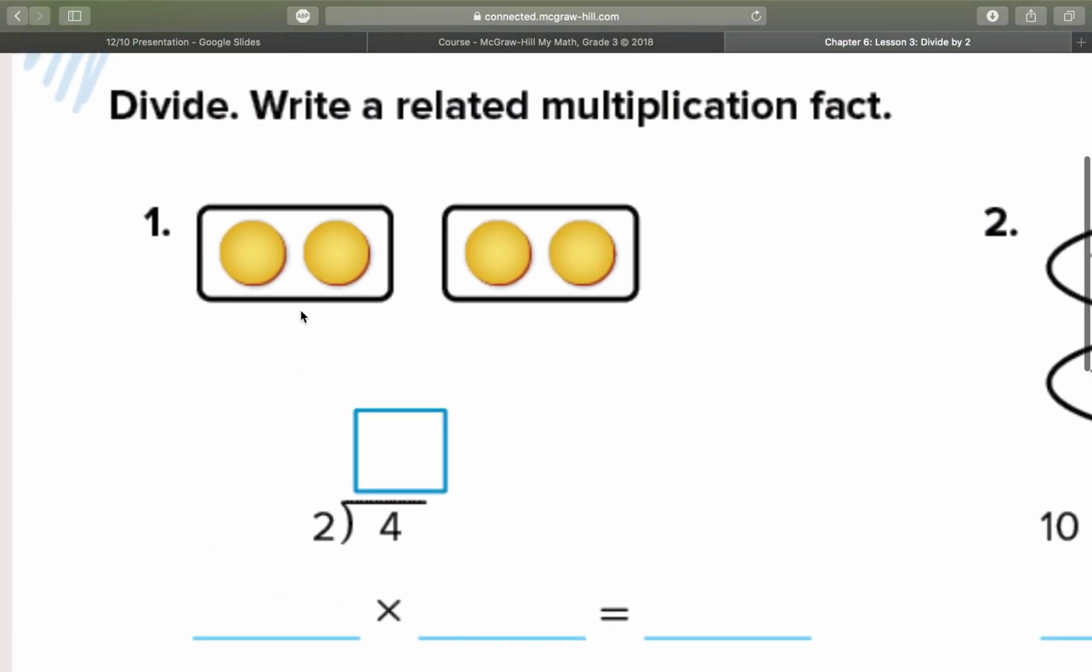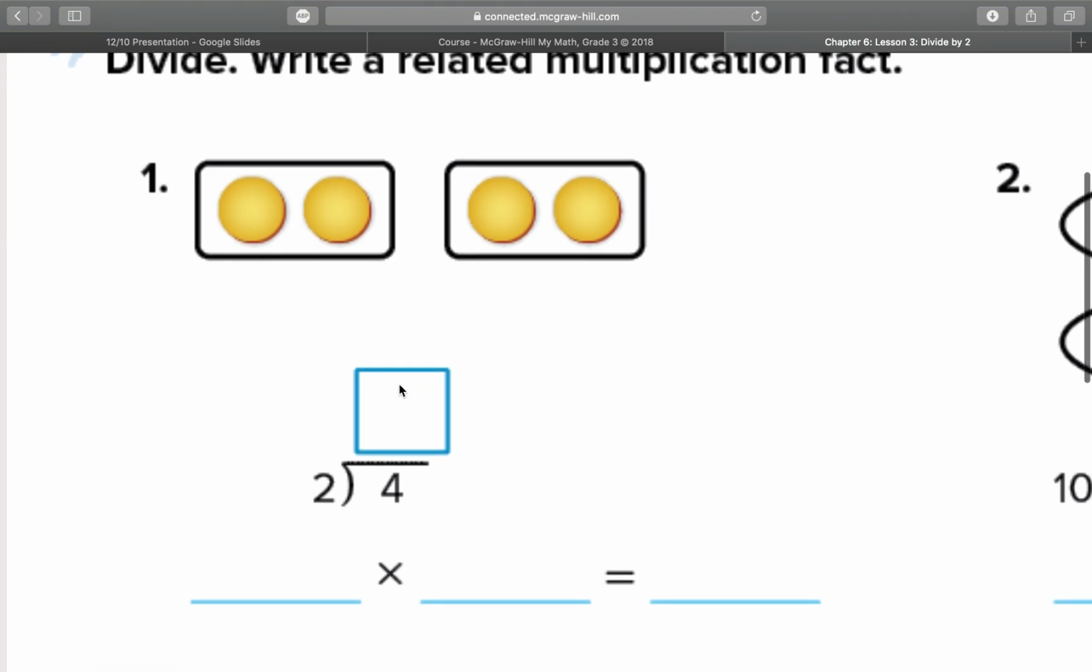Basically, we're dividing 4 divided by 2. Well, we have 2 groups, 4 counters all together. In 2 groups, how many are in each group? 2. So 4 divided by 2 equals? 2. You guys, tell her the answer. We all know this. 4 divided by 2 is 2. Woohoo!